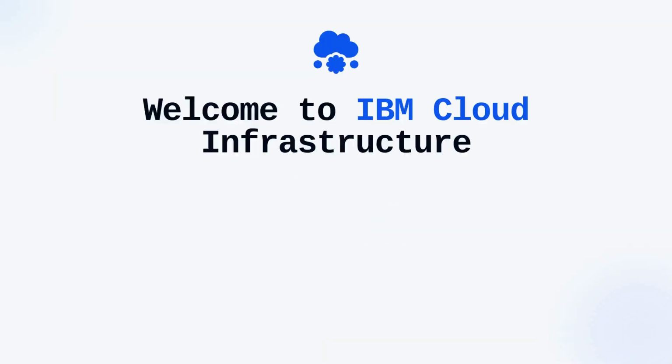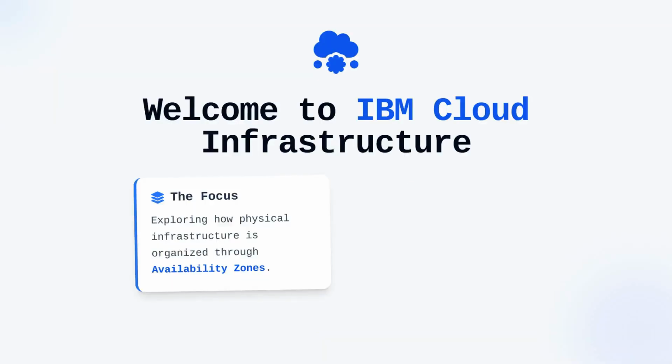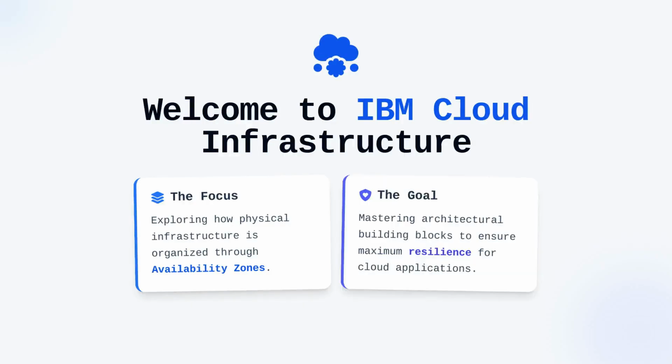Welcome. Let us look at how IBM Cloud organizes its physical infrastructure through availability zones. This chapter focuses on the architectural building blocks that provide resilience for your cloud applications.